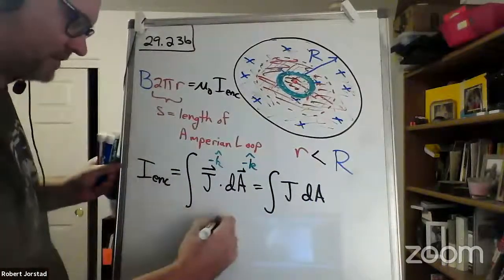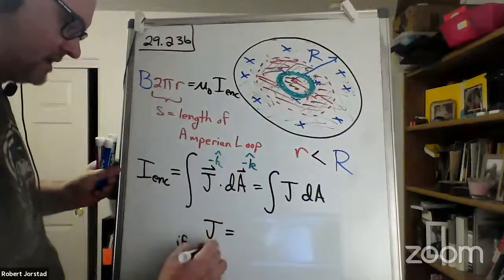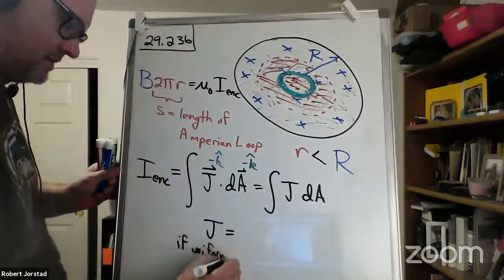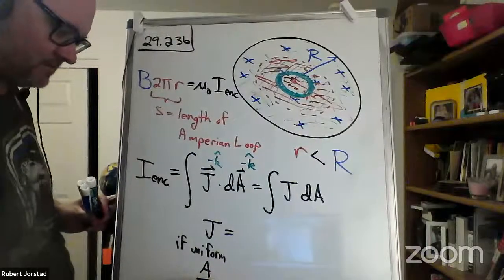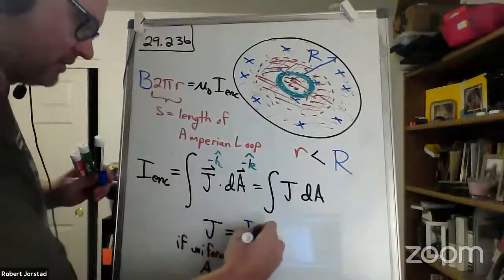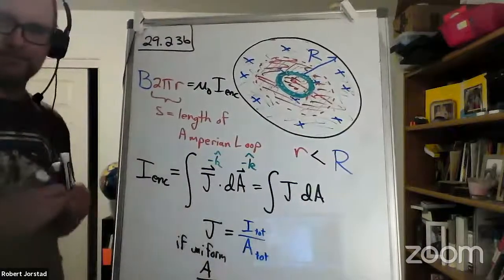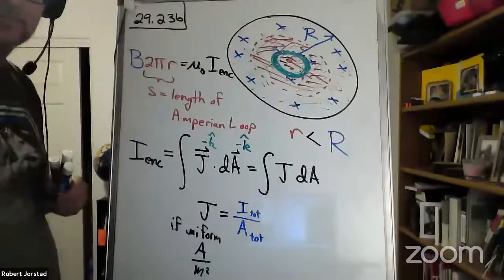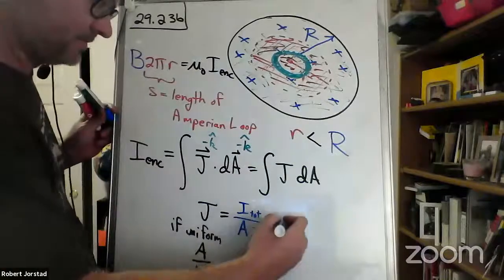Now, J, if it's uniform, does anybody remember the formula? I'll give you a hint. It was units of amps per meter squared. Current over area. Yes, if it's uniform, it's going to be I total over area total. Okay, which in this case, what's the total area? Pi big R squared.